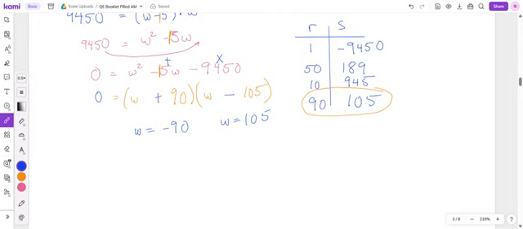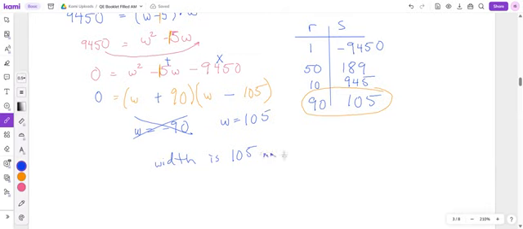Minus 90. Why, Alex? Because the width must be larger. Yeah, it has to be larger than 0. It has to be a positive number. So we cross out negative 90, and that means the width is 105, right? And then we can find the length. Now 105 what? What units?